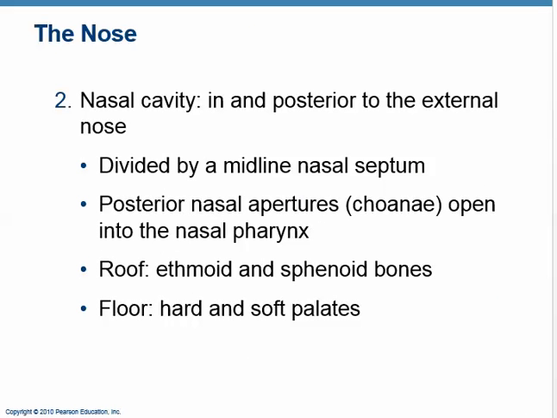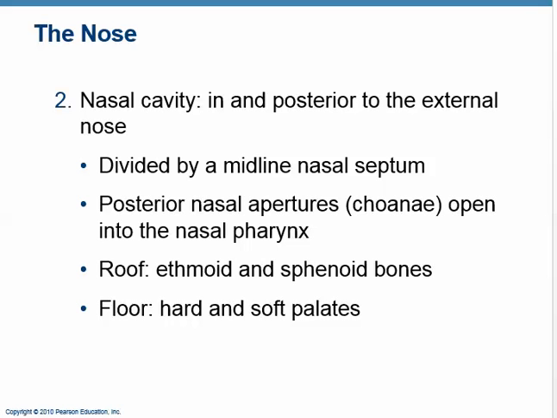Inside the nose, there's the nasal cavity. So it's posterior to the nose. Up the middle, there's a wall that separates it into the left and right. That's the midline septum, the nasal septum. The front part of the nasal septum is cartilage. The posterior part of the nasal septum is made of bone. There are apertures that happen through there.